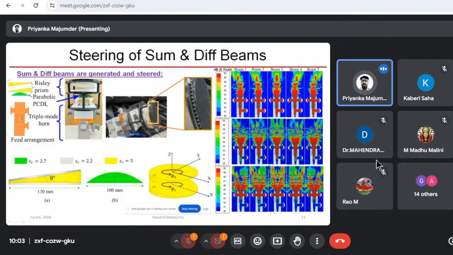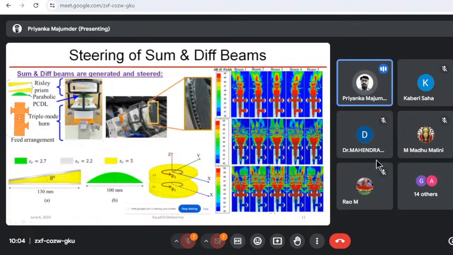At the extreme left, you can see the same antenna, the triple mode horn that we discussed for tracking. And on top of it, you see this yellow mark, which is the display, and the equivalent you can see right next to it. Okay. So this can be rotated to steer the beam.